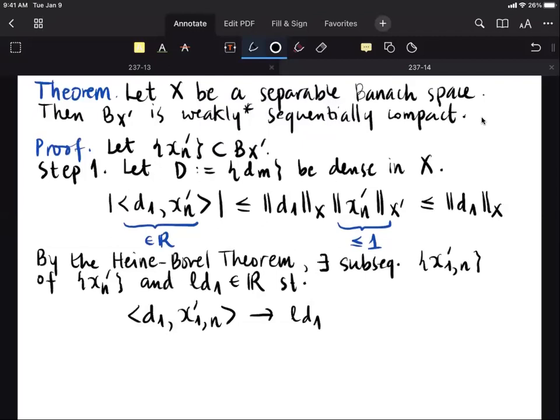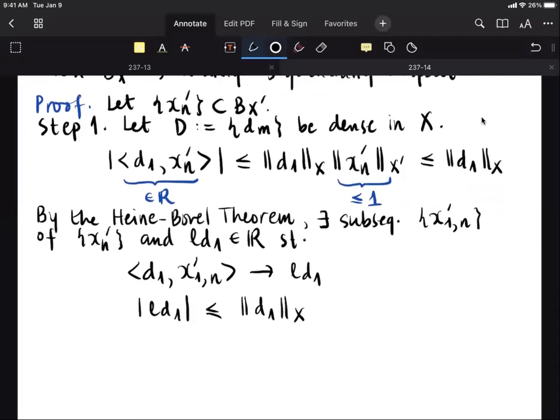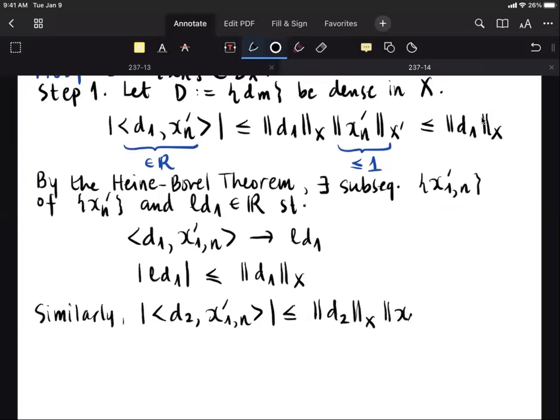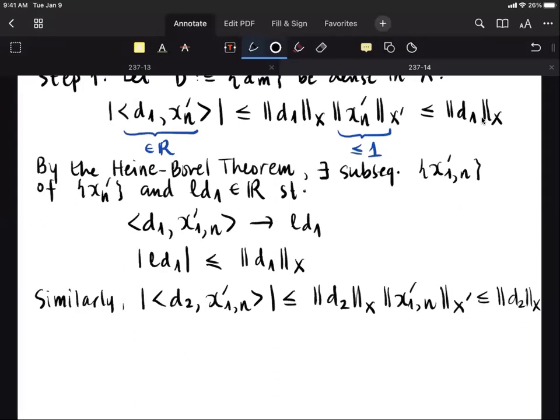And at the same time, this limit should be bounded above by the same bound of your sequence. On a similar note, okay, let us apply it now to the case of d2. But instead of the whole sequence, we take the subsequence. And again, this is less than the norm of d2, the norm of d2 in X.